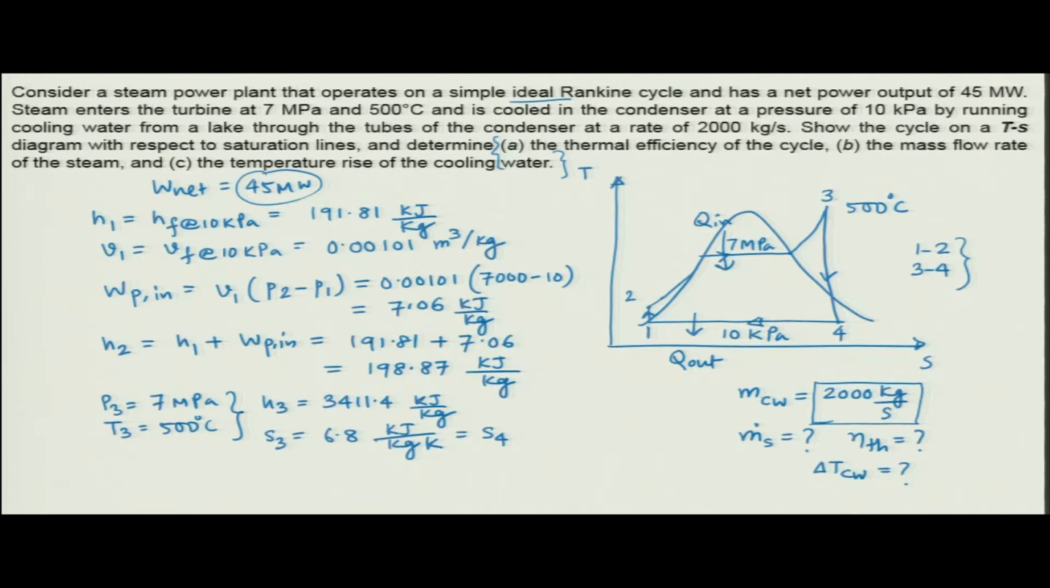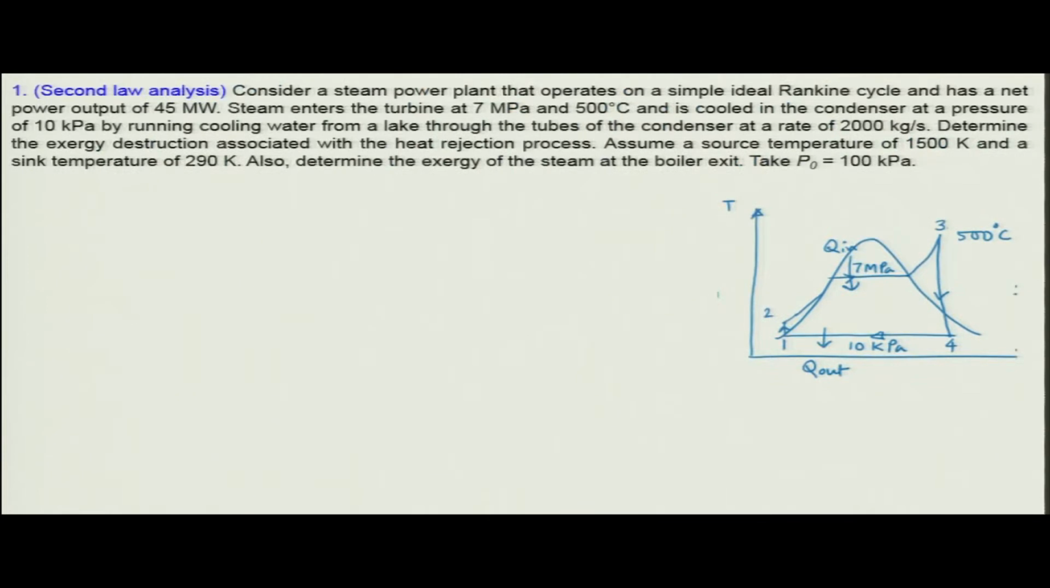Basically, we considered a simple ideal Rankine cycle that produces a net power output of 45 megawatt, and these are the conditions that are given. We already solved this problem. Now, we will continue this problem further, and what we are interested in now is second law analysis. All the other parameters remain the same. Now, we have to determine the exergy destruction associated with the heat rejection process.